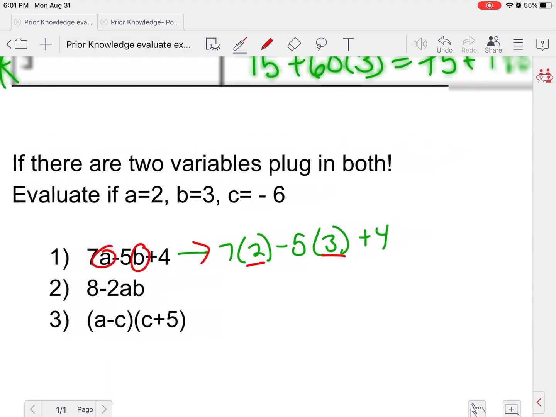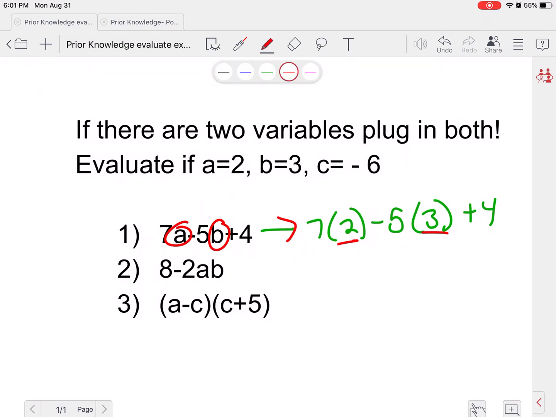So then I get 7 times 2 is 14, minus 5 times 3, which is 15, plus 4. And then I'm going to do my addition, subtraction left to right. 14 minus 15 would be negative 1 plus 4, which would equal negative 3. I'm sorry, not negative 3, positive 3. Okay, because negative 1 plus 4 would only take away 1.